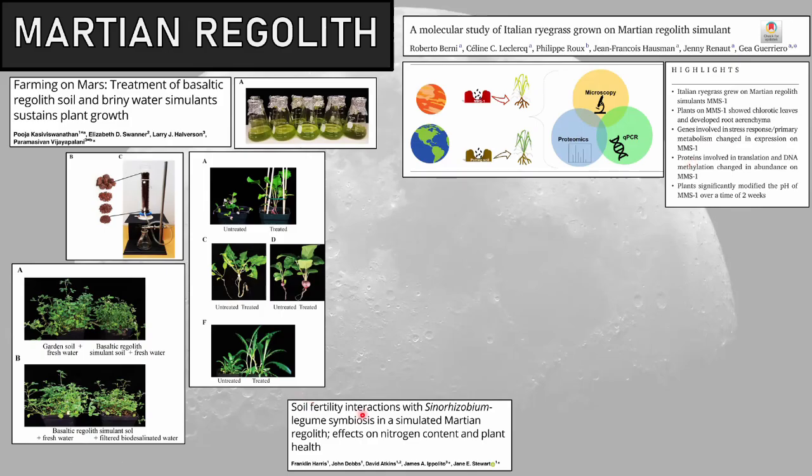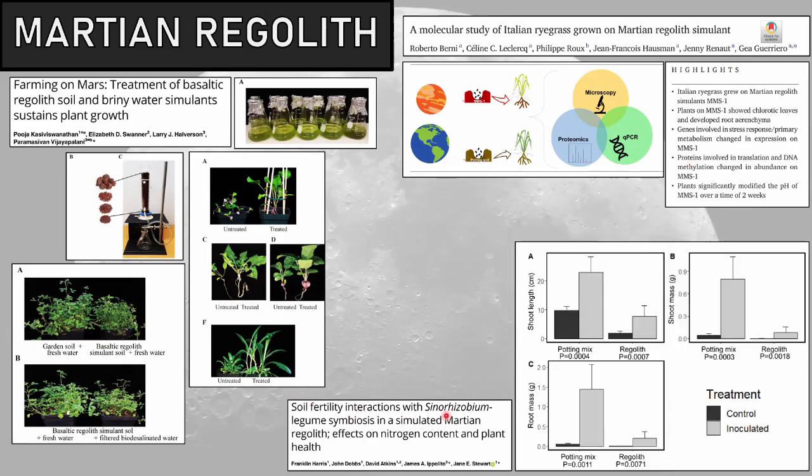And then there's a soil fertility interactions paper here, where they actually inoculated sweet clover with nitrogen fixing bacteria in potting soil and regolith. And so the inoculated ones in the potting mix obviously did better, but even the ones in regolith, they did a lot poorer on average than the potting mix. But you can see here there's definitely a pretty big difference between the inoculated and control groups in regolith. So adding that bacteria improved the plant outcomes.